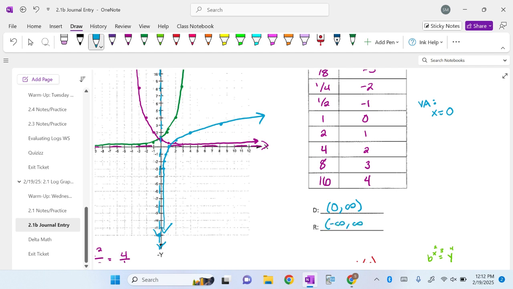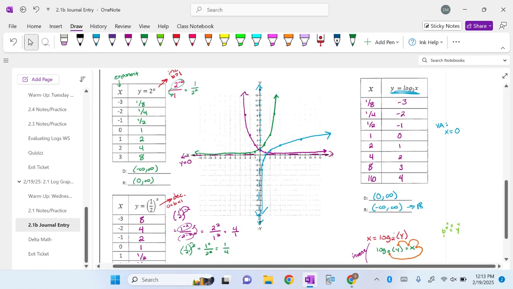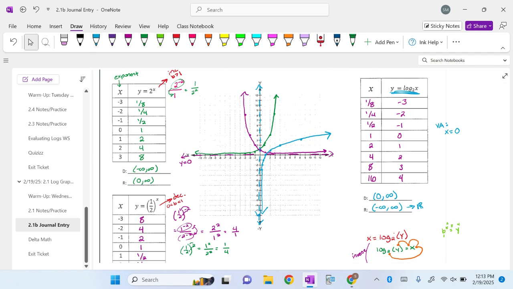Negative infinity to positive infinity, or all real numbers. So essentially, it's the switch of y equals 2x. And that's pretty much it. Any questions on the lesson today? Not too bad, right?